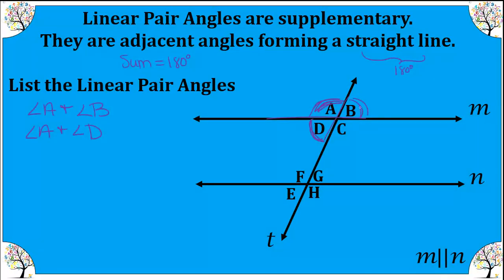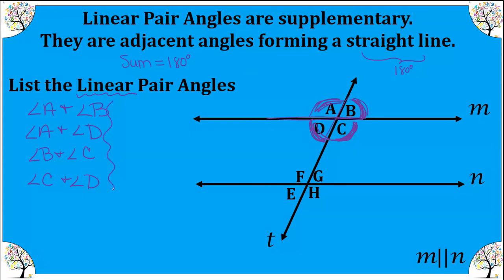Now let's go back to angle B. Angle B and angle C are also a linear pair. And then we have angle C and angle D, creating our line M. They are a linear pair. So angle C and angle D are a linear pair. They add up to 180. And remember, the word linear means line, and we know a line is 180.